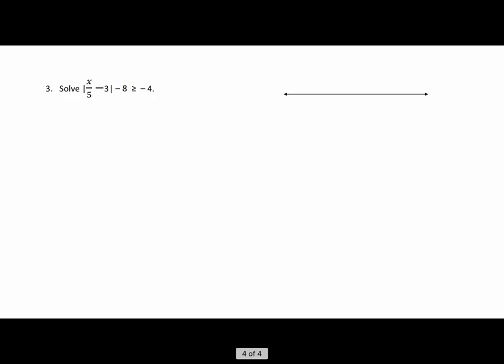And number 3, we want to solve the absolute value here. But again, it's not isolated, so I have to isolate it first by adding 8 to both sides so that the absolute value is greater than or equal to 4. So don't get too excited when you first see the problem with a negative sign on the other side of the inequality symbol, because when we isolated the absolute value, it's no longer negative on that side. That means the distance is greater than or equal to 4.